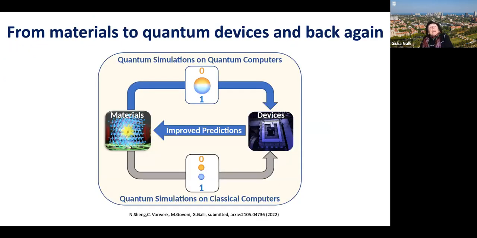So the dream here would be, while we do quantum simulation on materials on classical computers, to be so good that we make predictions of devices that are then really devices that you can even use to build quantum technologies, including a quantum computer that can in turn give you improved prediction of materials, of course, if the promise works out for the scaling of the algorithm on a quantum computer.